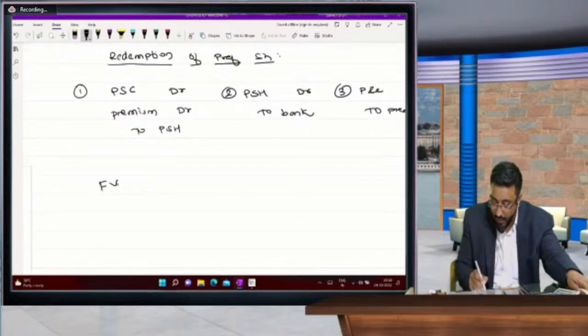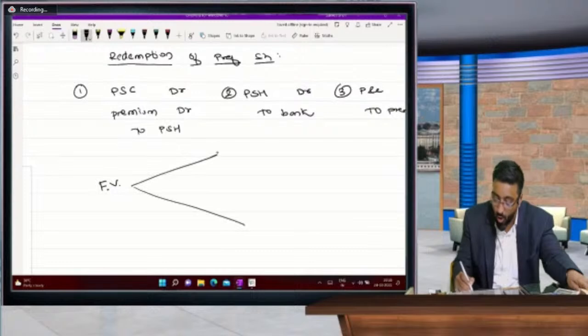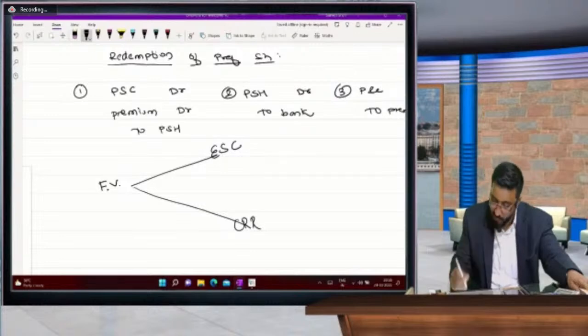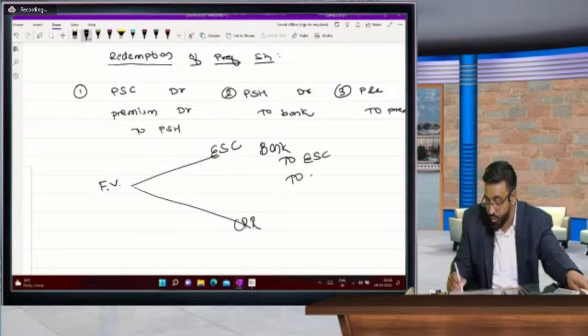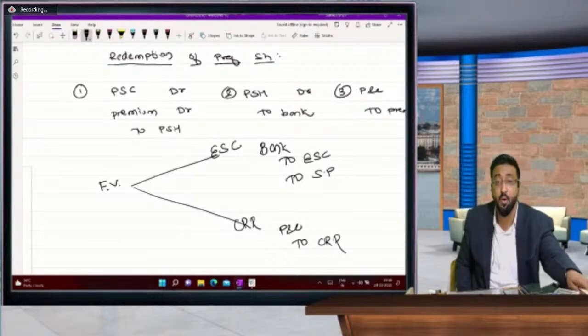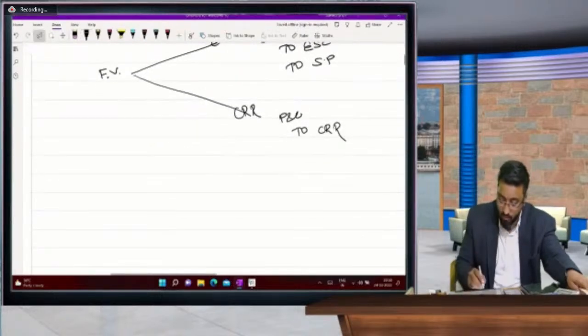So you have to maintain your face value by 2 options. One is equity share capital and second one is CRR. Equity share capital will be bank account debit to equity share capital, to security premium. P&L account debit to CRR. This is the second entry. Over. Next one, redemption of debentures.